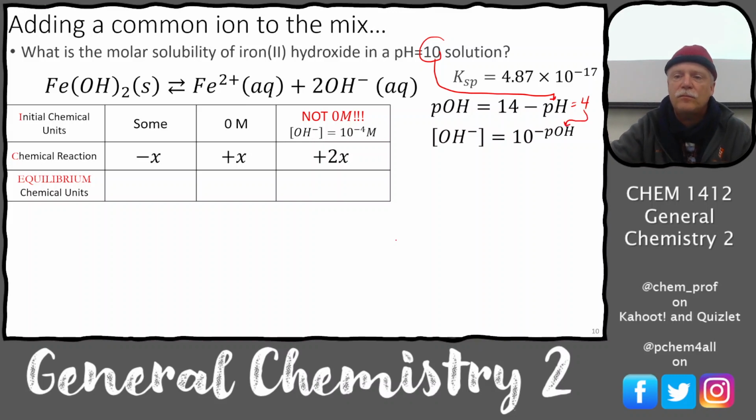Okay. I gave you an easy one. It's not like 10.3 or whatever. Just gave you pH 10. So you could easily subtract it from 14 in your head. You know the pOH is 4, and then you can easily calculate the hydroxide ion concentration.